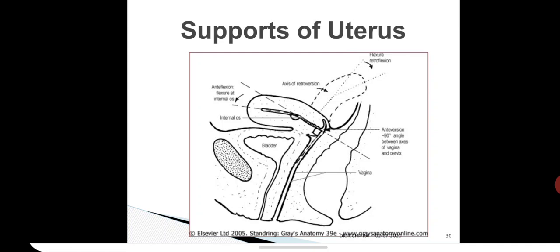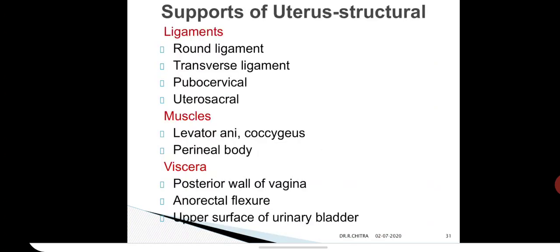So what are the supports of the uterus? Structural supports are the ligaments. True ligaments you should know, note: round ligament, transverse cervical ligament, pubocervical and uterosacral ligament. Muscles are the pelvic diaphragm and the perineal body. Viscera are the posterior wall of the vagina, anorectal flexure and upper surface of the urinary bladder.